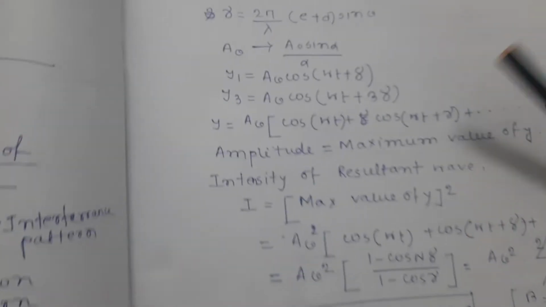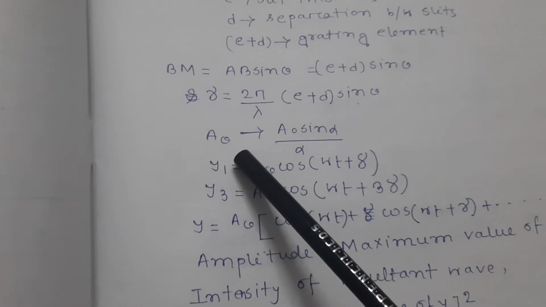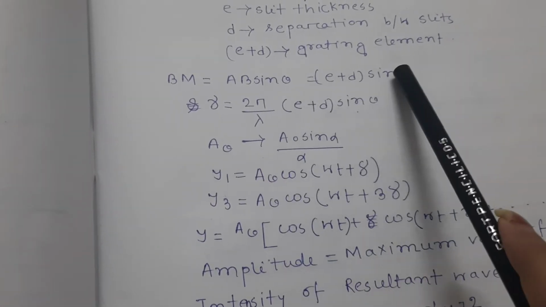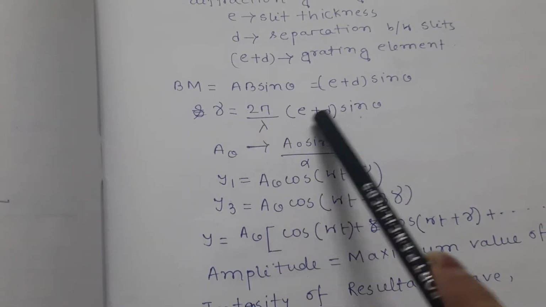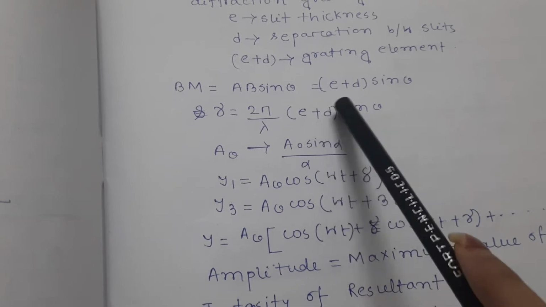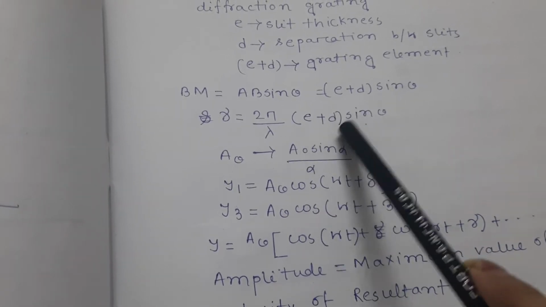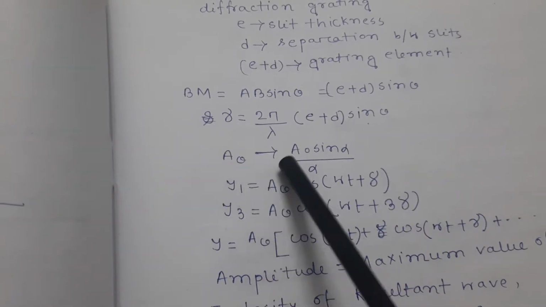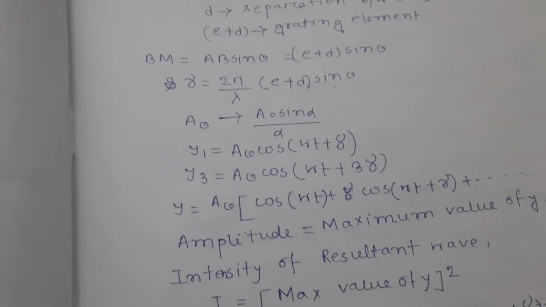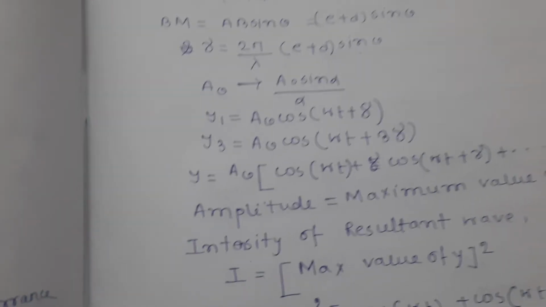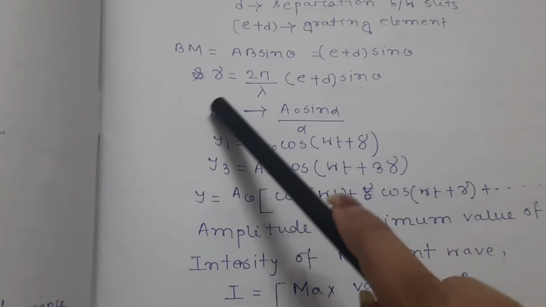So (E plus D) sin theta, and delta equals 2 pi by lambda into BM. Here BM means path difference and delta is the phase difference. A theta equals A naught sin alpha by alpha. Here A theta is the amplitude.